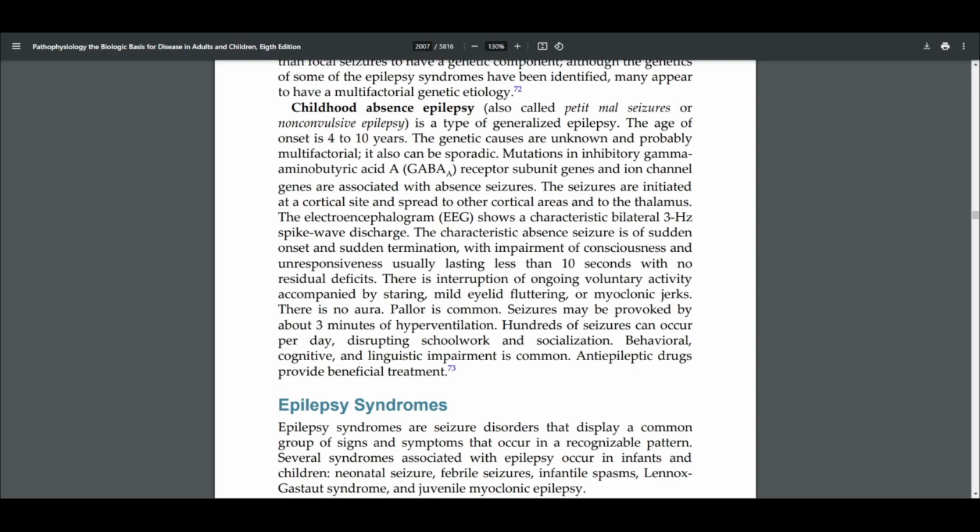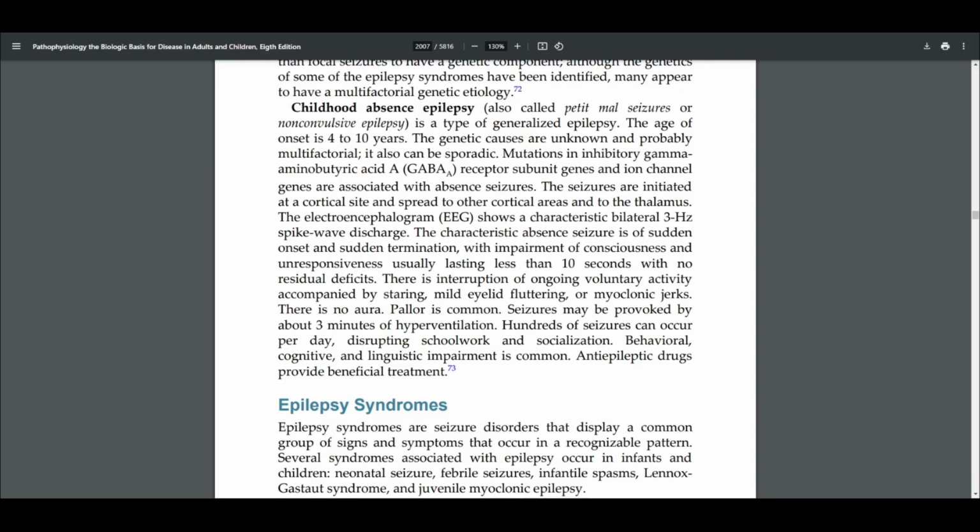Childhood absence epilepsy is a type of generalized epilepsy. The age of onset is 4 to 10 years. The genetic causes are unknown and probably multifactorial. It can also be sporadic. Mutations in inhibitory gamma aminobutyric acid A, or GABA, receptor subunit genes and ion channel genes are associated with absence seizures. The seizures are initiated at a cortical site and spread to other cortical areas and the thalamus.